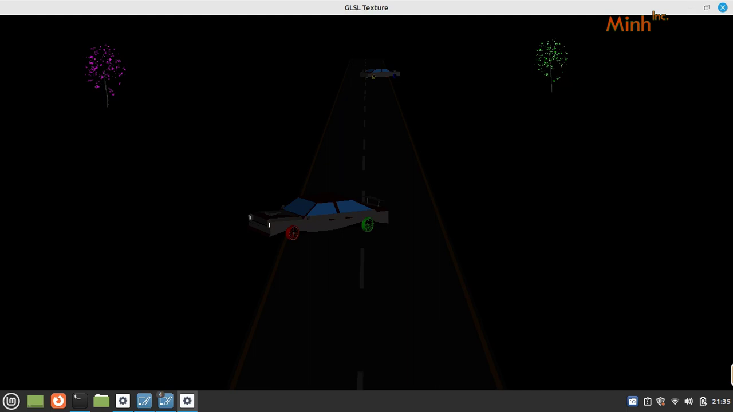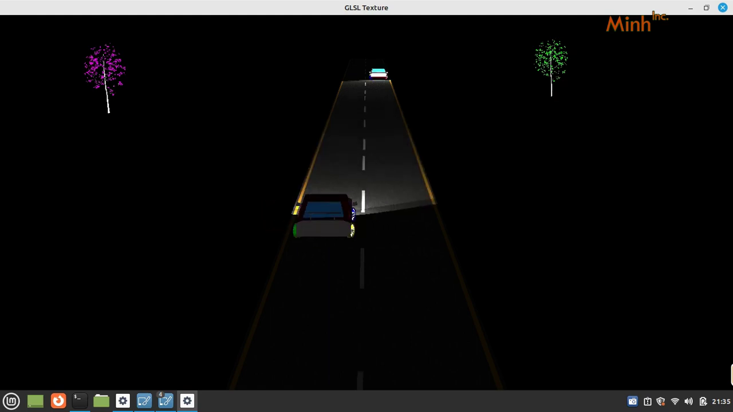Okay. Now if it rotates, it's a spotlight. Now it is illuminating the road also. Okay. Same way, more light on the trees. Perfect.